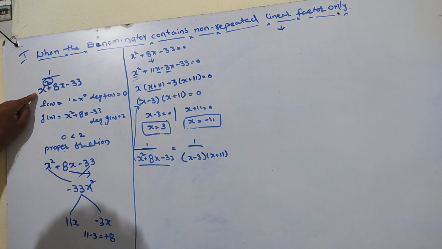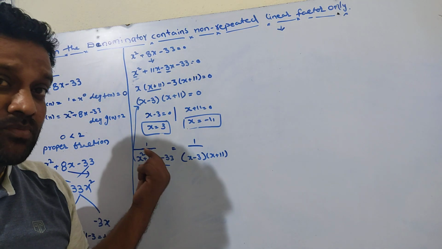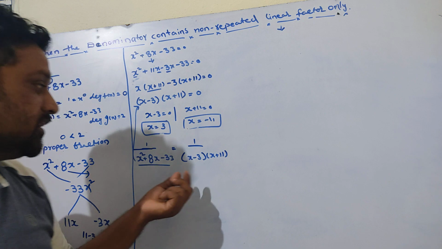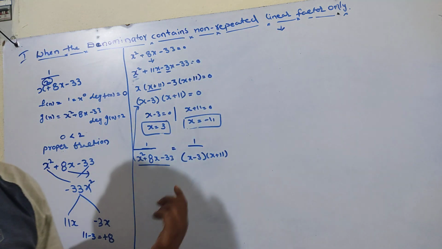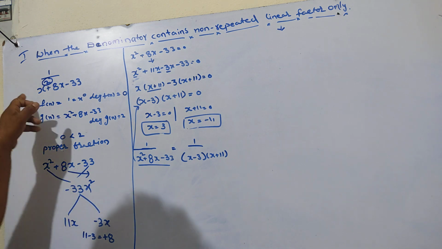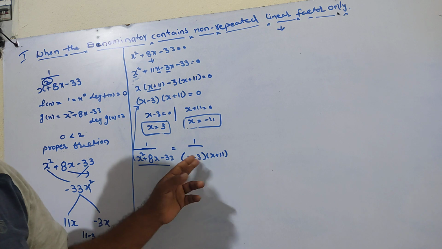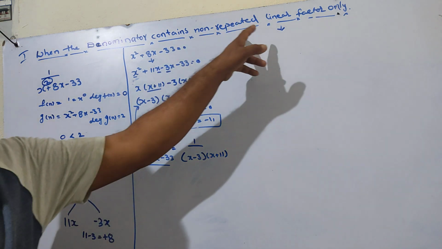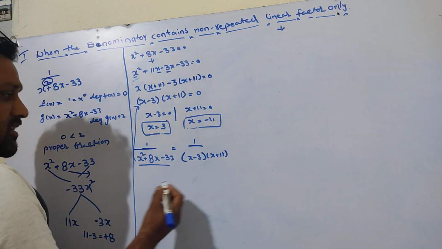We are observing here, if the quadratic factor is possible to convert into linear factors, then only we say that it is linear and non-repeated. When you have a quadratic and you convert it into a product of linear factors, then we say non-repeated linear factors. Now we are applying the same general form.